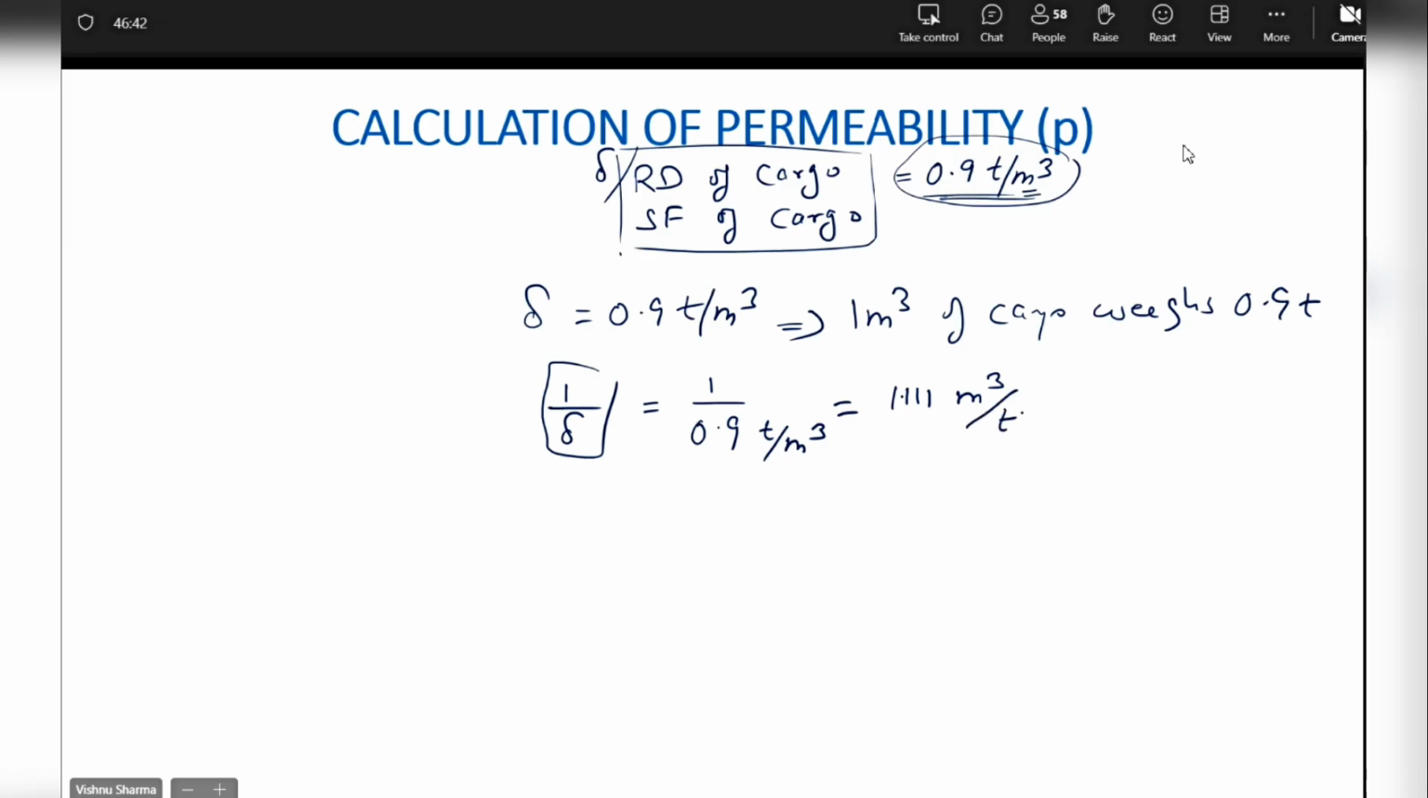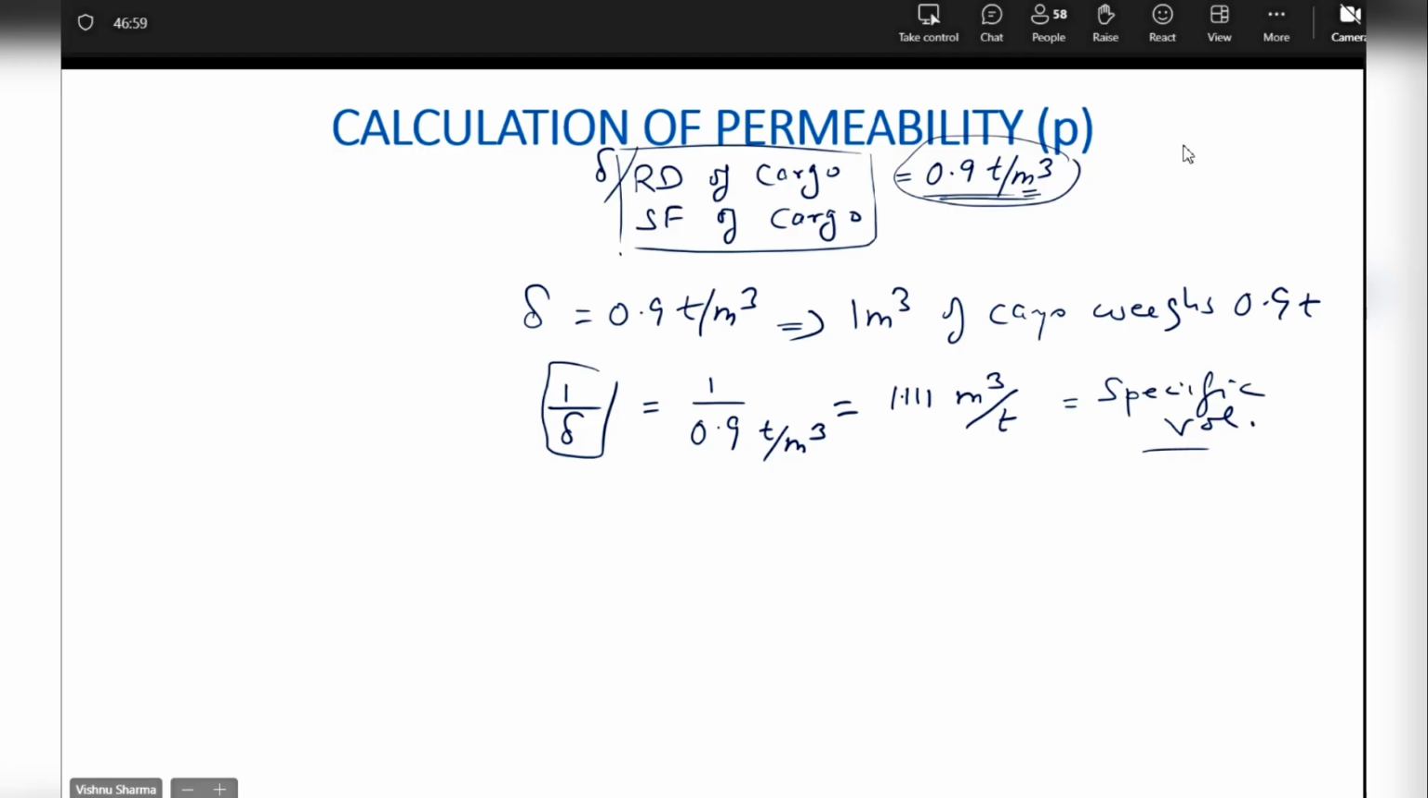Do you agree with me, guys? Yes or no? Yes. You don't have to learn this. This is called specific volume. If you don't want to learn it, it's okay. That's fine. I have no issues. There is a term for it as specific volume.